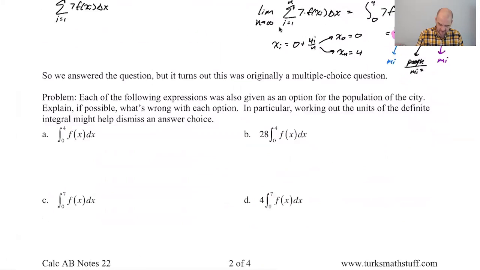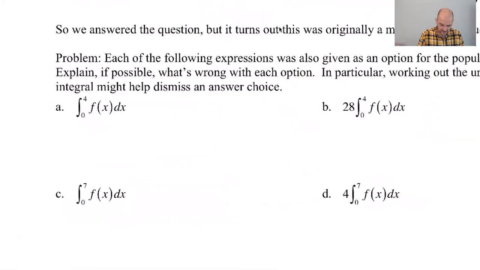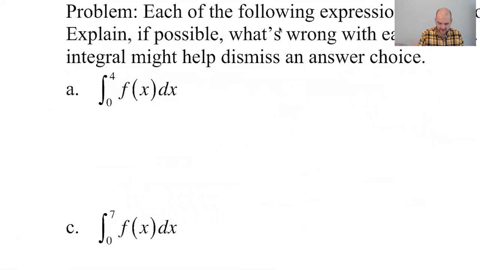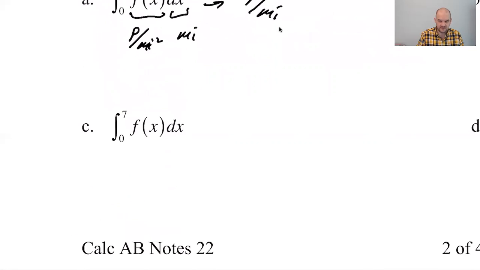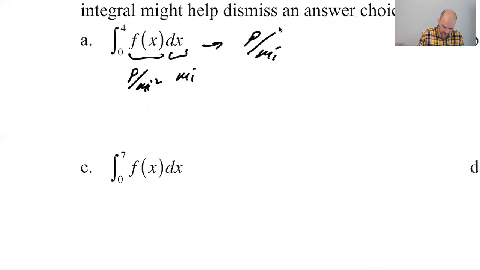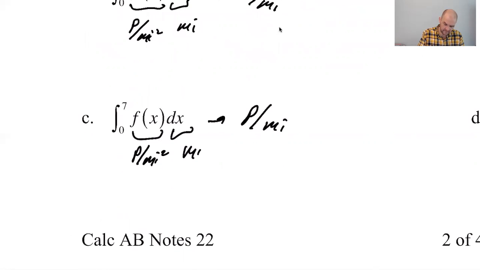Now this was actually originally a multiple choice question, and these were the options. Let's see what's wrong with these. So this is people, I'm just going to use P, per mile squared. This is in miles. So the end result is people per mile. That cannot be the answer. If you look down here, this one actually has two problems. This is people per mile squared. This is in miles. So the end result would be in people per mile. But there's actually another issue with this.